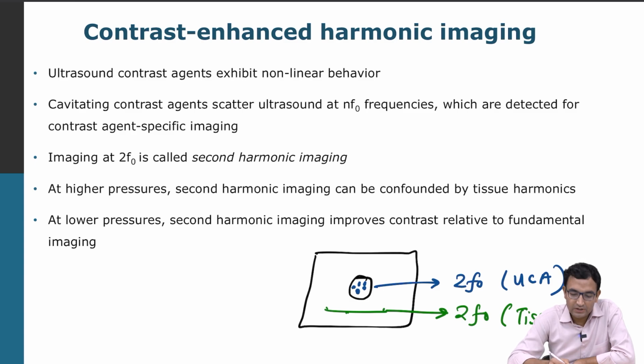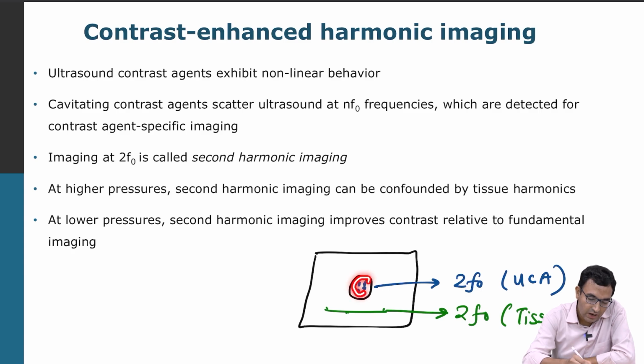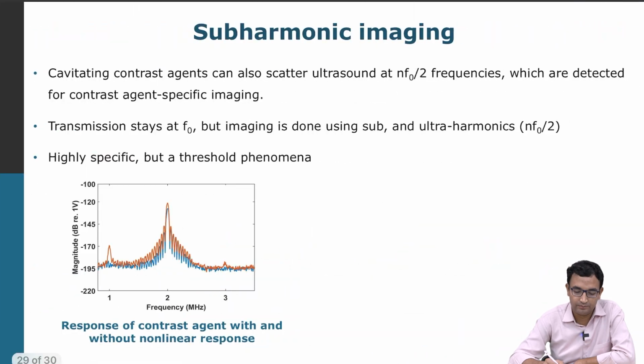So if I use higher pressures for imaging, I will get significant tissue harmonic, because of which I will not be able to get good imaging performance in detecting these bubbles, because the background signal will also be present. So in other words, the 2f0 frequency is not going to be very specific to the bubbles. So at low pressures, when the tissue harmonic is weak and the bubble oscillations show moderate nonlinearity, you can still get an improvement with these bubbles. But at higher pressures, you are not going to get an improvement because of strong tissue harmonic generation.